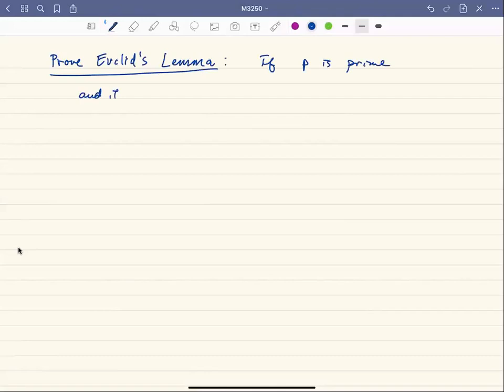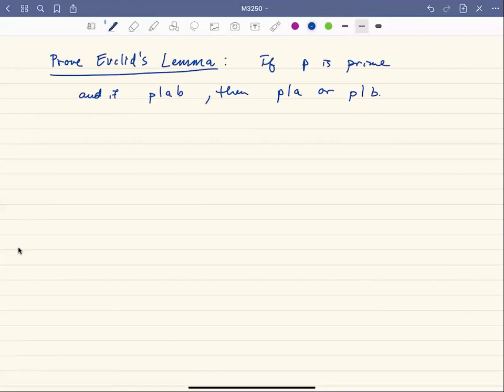For starters, let's prove, and again, both of these are in the lecture notes, but let's prove what is called Euclid's lemma. Euclid was a Greek mathematician, lived approximately 2,300 years ago or so. So let's prove Euclid's lemma that if p is prime and if p divides a product ab, then p divides a or p divides b. This is a relatively intuitive fact, actually.